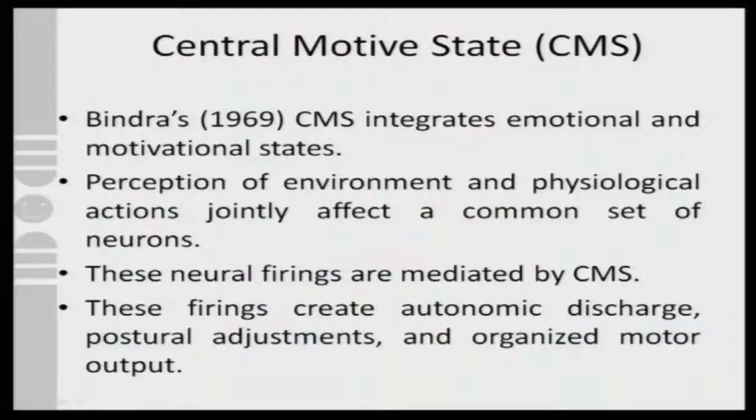The third theory, which is considered under the biological framework, is the central motive state theory given by Bindra. Bindra's theory says that you need to integrate emotional and motivational states to understand how human beings experience emotion. According to Bindra, the perception of the environment and the physiological actions jointly affect a common set of neurons. These neural firings are mediated by the central motive state, and these firings create the autonomic discharge, postural adjustments, and they also organize the motor output.